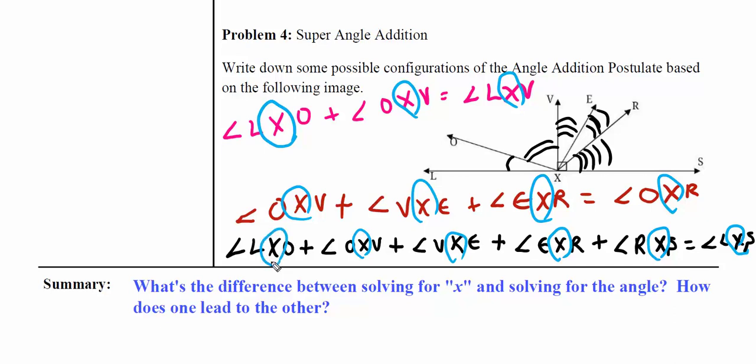For your summary, what's the difference between solving for x and solving for the angle, and how does one lead to the other? And again, I would strongly suggest after this, go back, try these problems out again on your own, and reach out to me if you'd like to try more problems out.